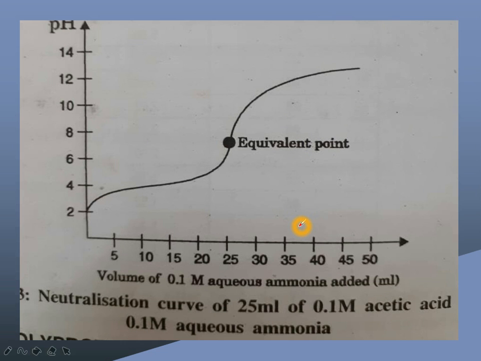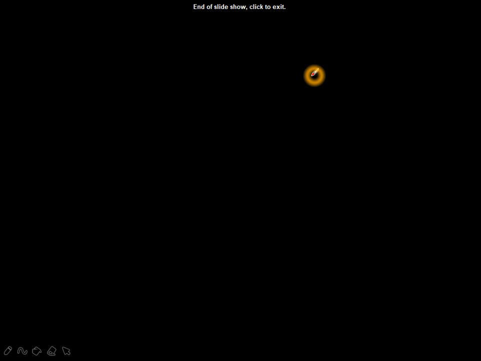And here is a curve between acetic acid and ammonium hydroxide. Initially, since we are using a weak acid, the graph starts from above, and there is only a slight decline in the pH, and again if we are adding ammonium hydroxide, it increases.